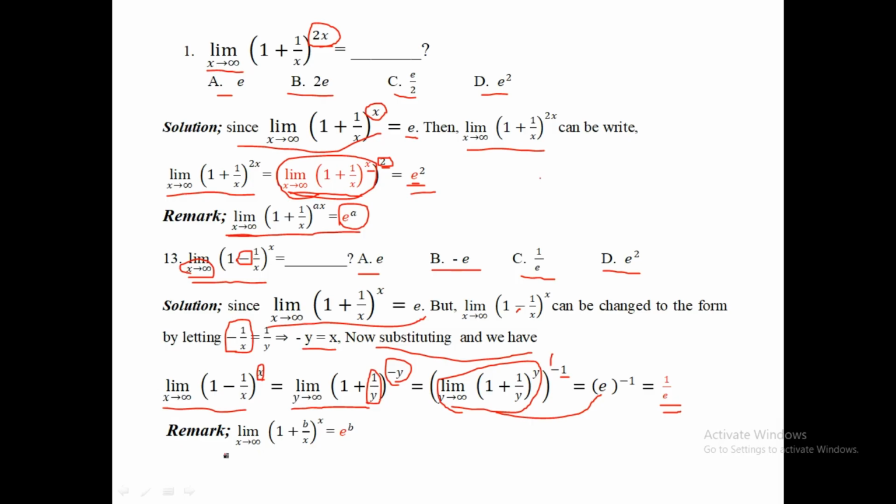If we encounter such questions in this form, the limit as x approaches infinity of (1 + b/x) to the whole power of x is equal to e to the power of b. We look over here: if this one is 1, it's automatically e. But if you look at any real number b, then your answer is e to the power of b.